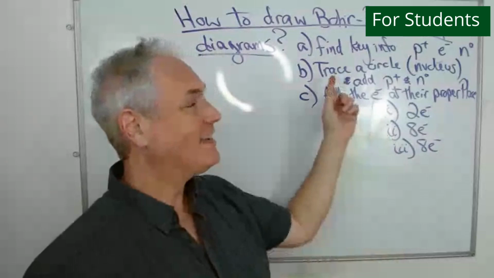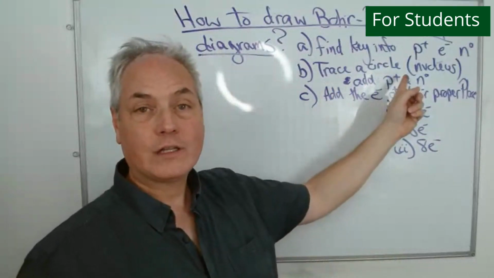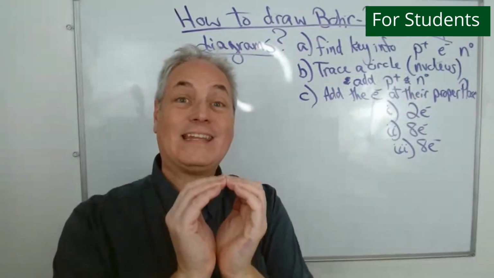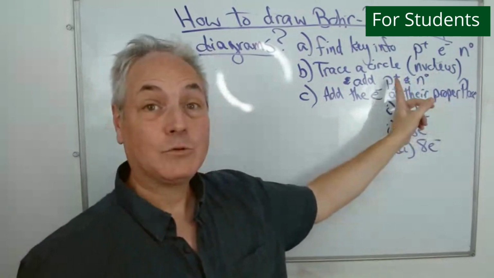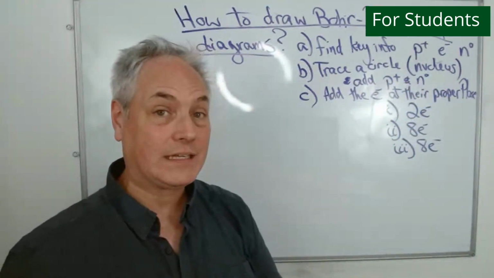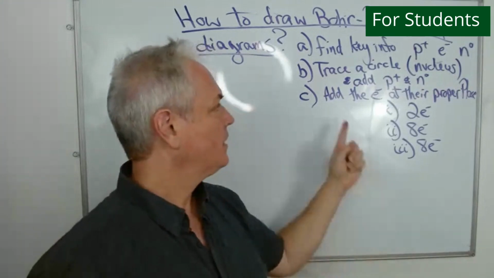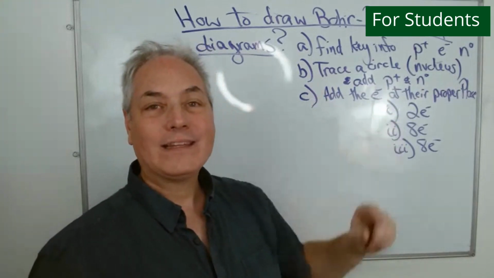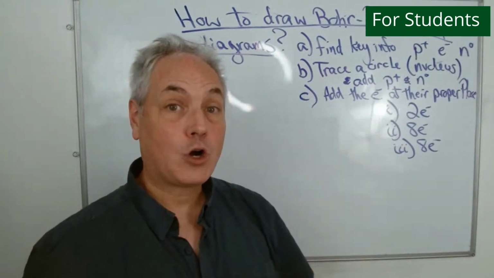your particle. Second, you have to trace the nucleus, which is you trace a circle, and in that circle, we will add how many protons and neutrons there are on that specific atom. And third, we need to add the electrons in the proper places.